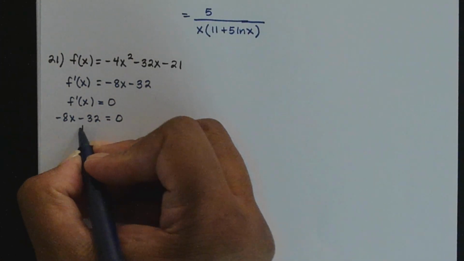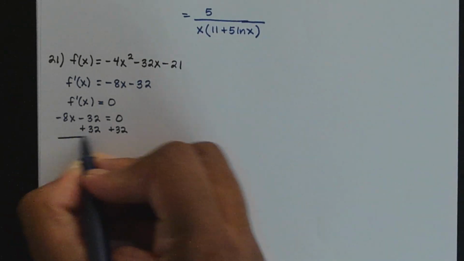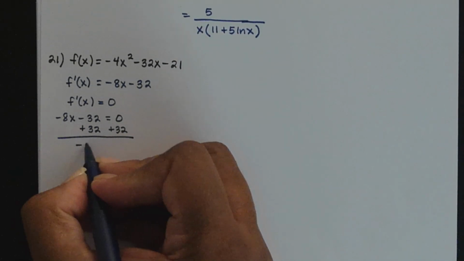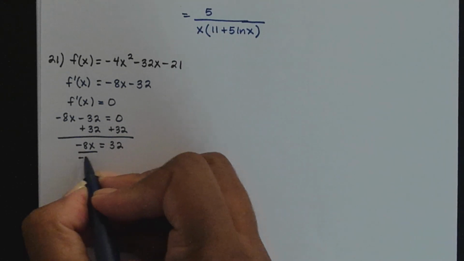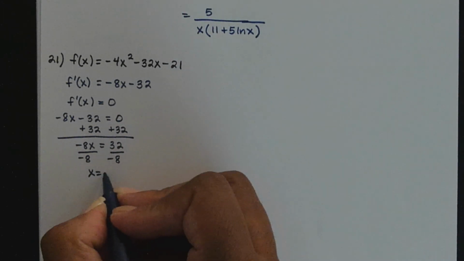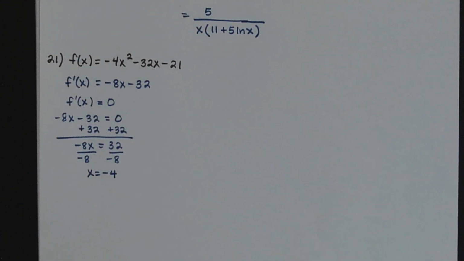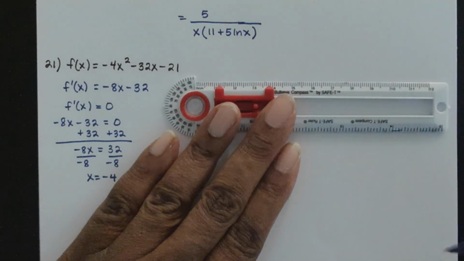And then to get negative 8x by itself, we'll add 32 to both sides. So that means negative 8x is equal to 32. Divide both sides by negative 8, you'll get x is equal to negative 4. So that's my possible critical point. All right, so now we're going to find the intervals in which it is increasing and or decreasing.